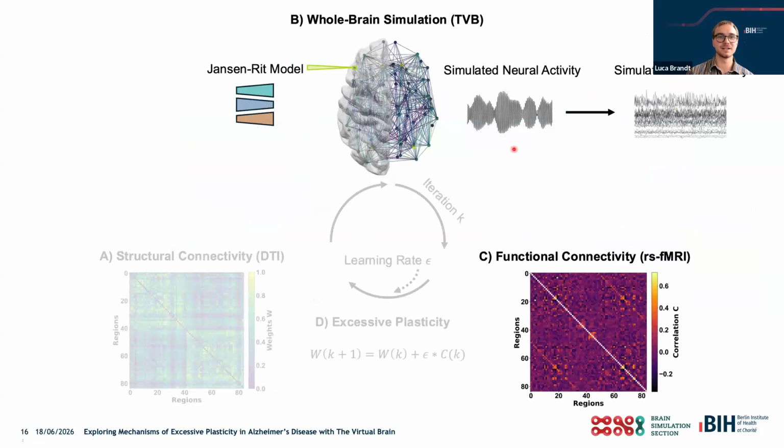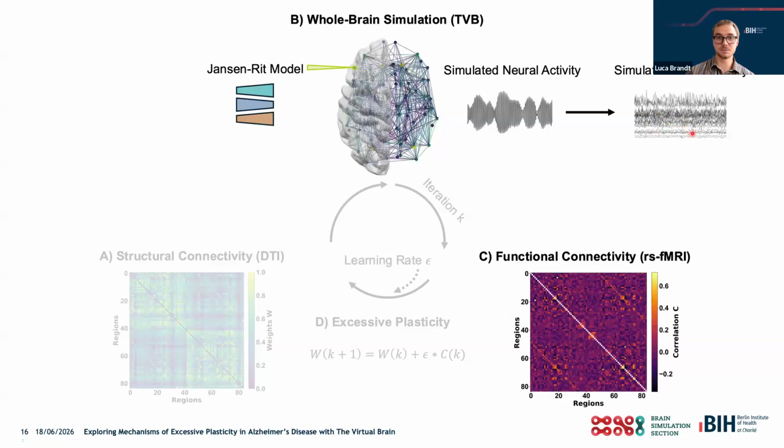So after having the brain regional dynamics and the structural connectivity that spans the structural network, the whole brain simulation can be conducted, yielding for each brain region simulated neural activity, which can then be transformed via the Balloon-Windkessel model into blood oxygen level dependent activity. So it's an fMRI signal, if you want to put it into simple words.